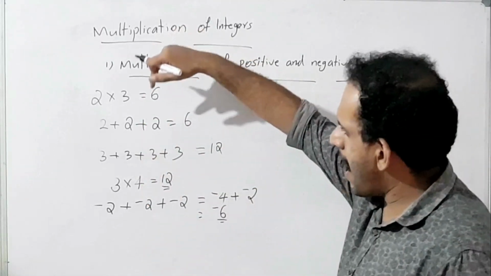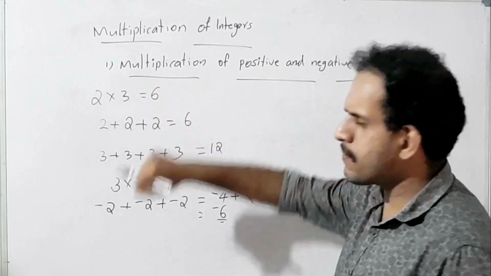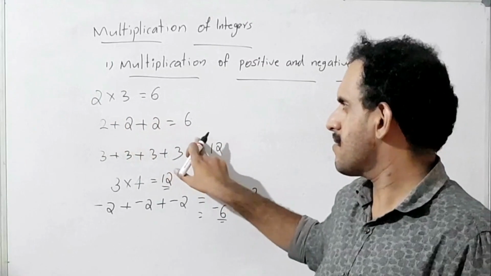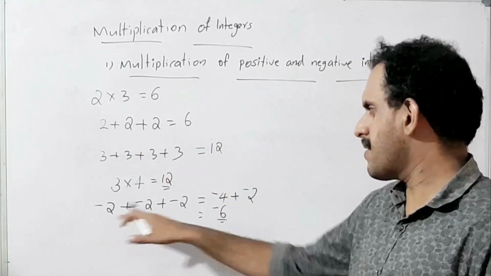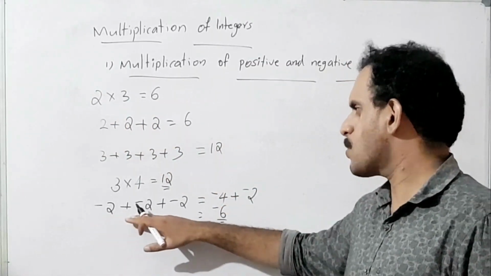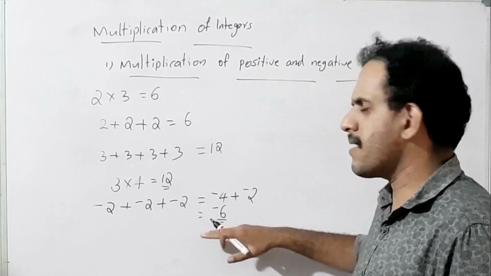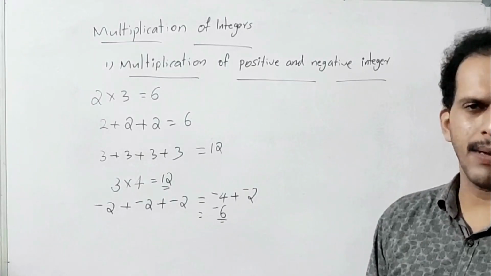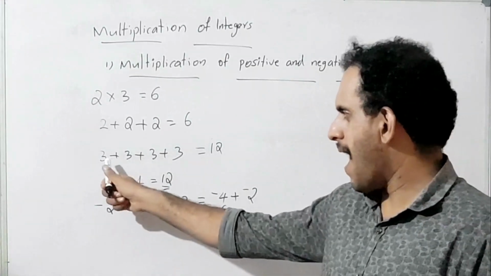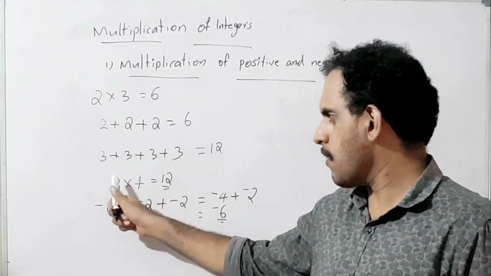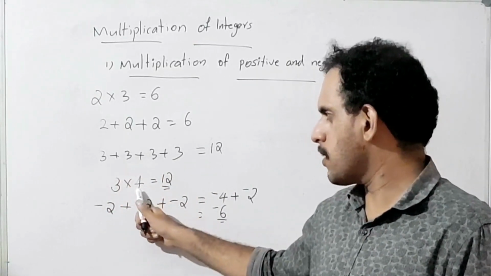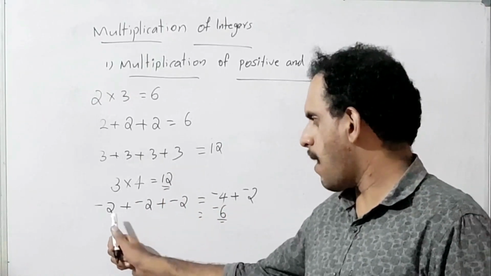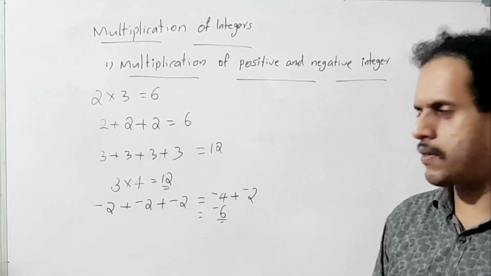If we add 2 three times, how do we represent it? 2 into 3, the answer is 6. Now we got the answer: minus 2 plus minus 2 plus minus 2 is equal to minus 6. Then how do we represent this in the form of multiplication? First, if we add 3 four times, how do you write? 3 first, the number of repetitions is second. Then here we are adding minus 2 three times, so how do you represent it?